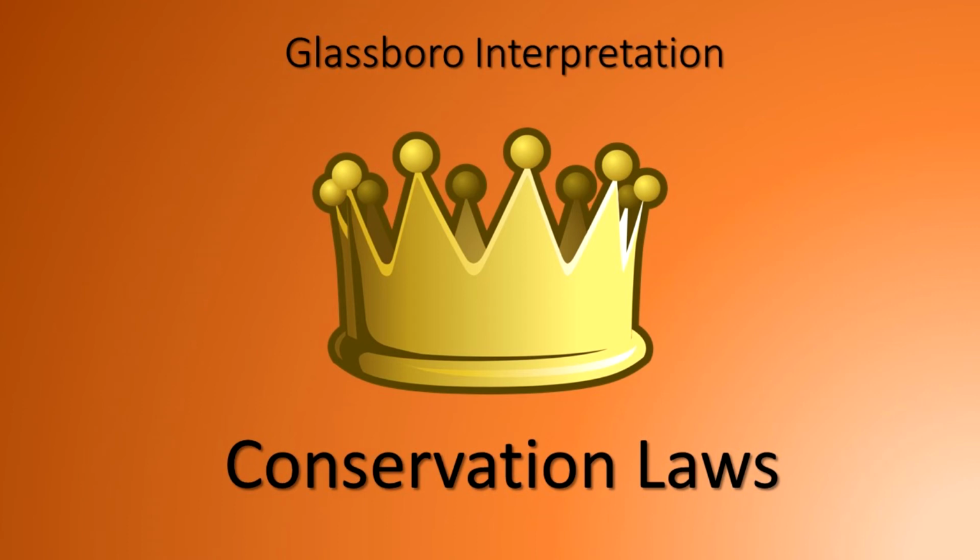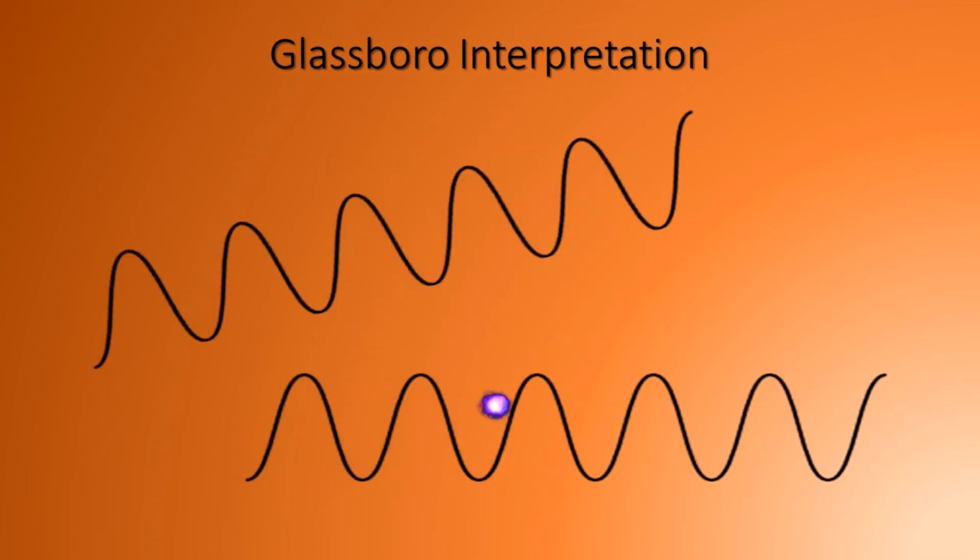It must be stated that the Glassboro interpretation is probabilistic. For instance, if two possibilities that obey conservation laws are equally likely, then the particle randomly takes one. In the Glassboro interpretation, there is no collapse of the wave function. A particle just vacates a zero-point field and occupies another. The empty zero-point field does not collapse.